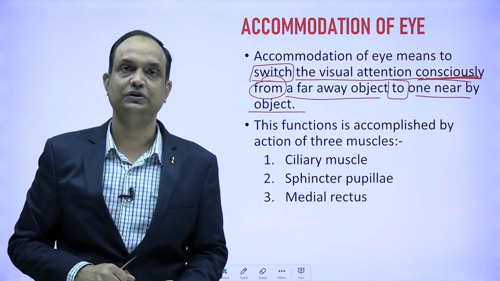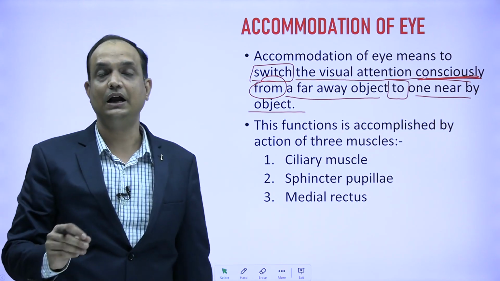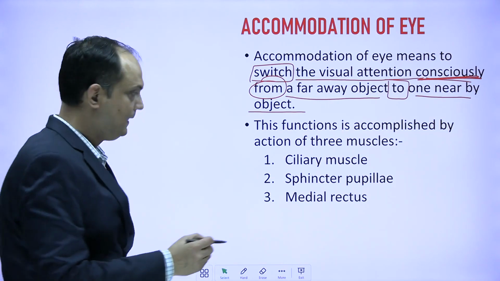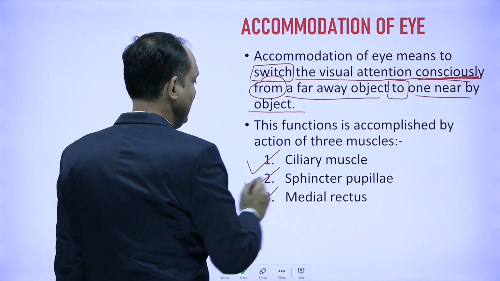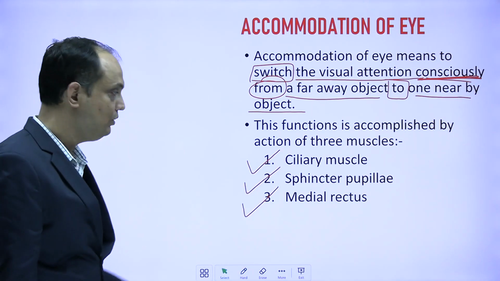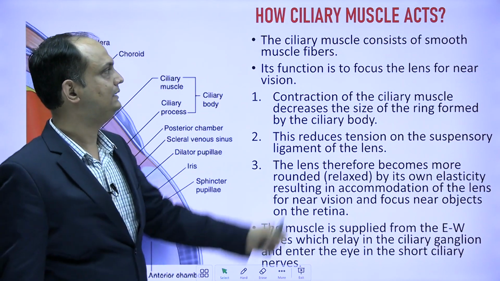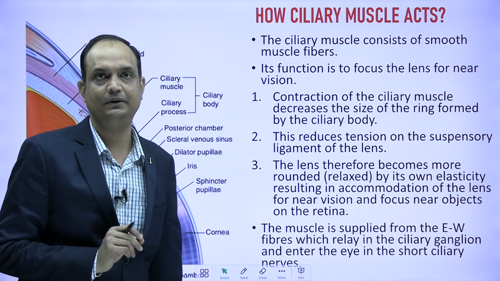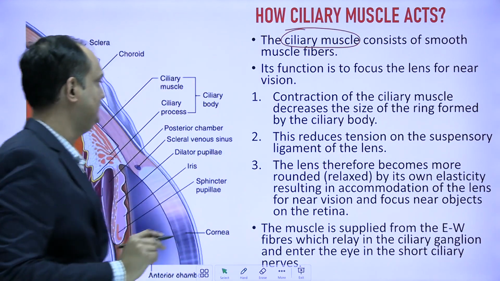then whatever changes are taking place in both eyeballs are combinedly known as accommodation of the eye. So there are three important muscles which have a role in accommodation. One is the ciliary muscle, second is the sphincter pupillae, and third is the medial rectus. How? Let's discuss. So, the ciliary muscle consists of smooth muscle fibers. Now, where will you find the ciliary muscle? Ciliary muscle is present in the ciliary body.